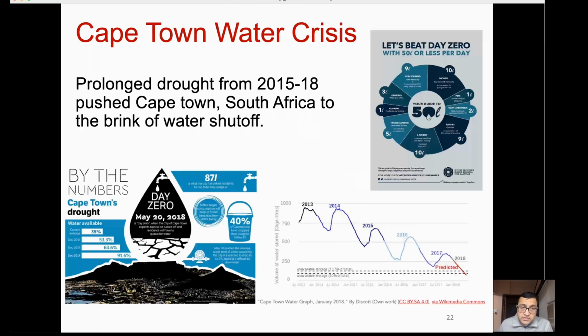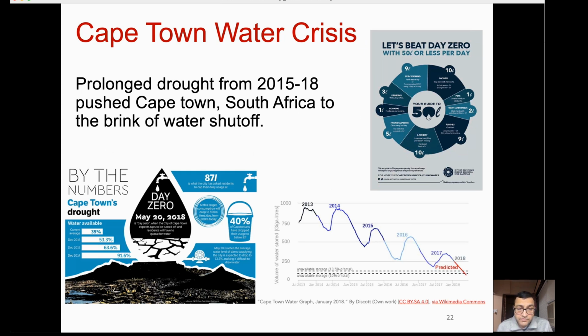During 2015 to 2018, Cape Town had a prolonged drought, which led the city to the brink of a water shutoff, as you can see in the bottom right plot of the water stored in the dam that supplies water to the city of Cape Town. The stored water levels dwindled and dwindled, and the predicted day was May 20th, 2018, known as Day Zero, when the supply would be completely shut off.